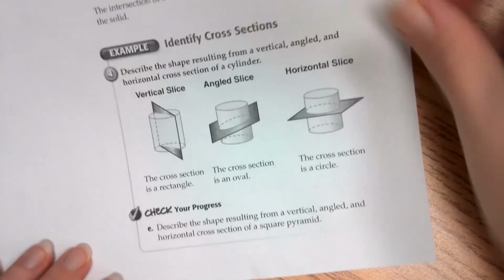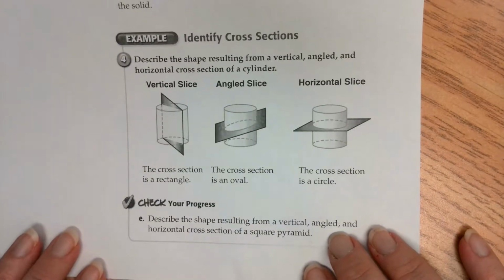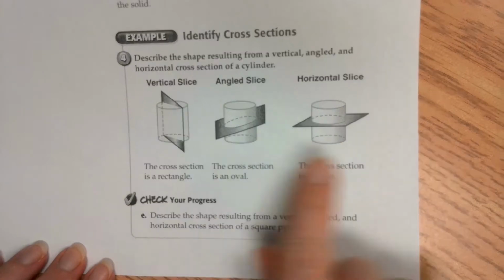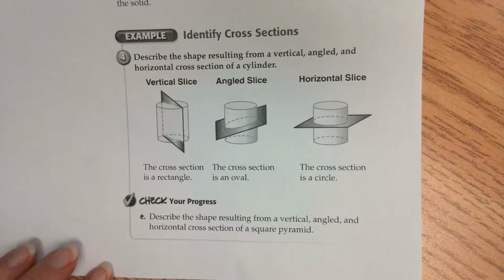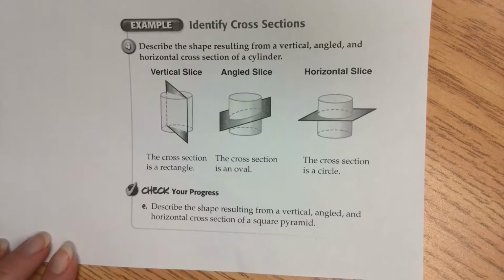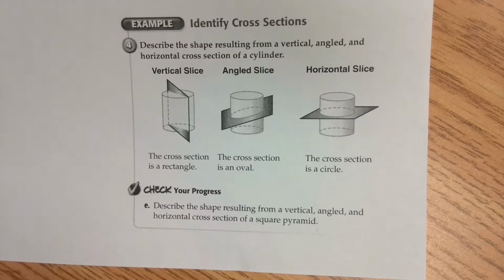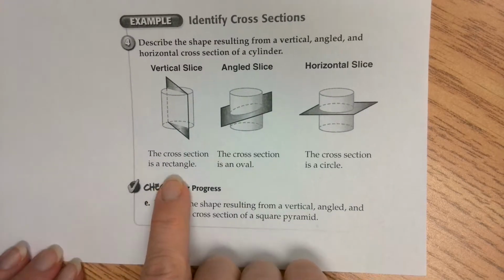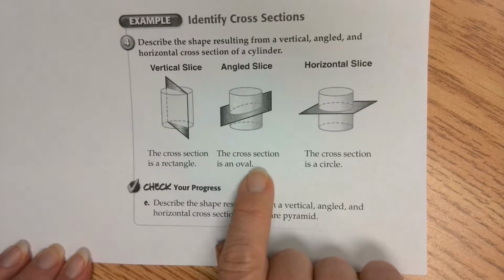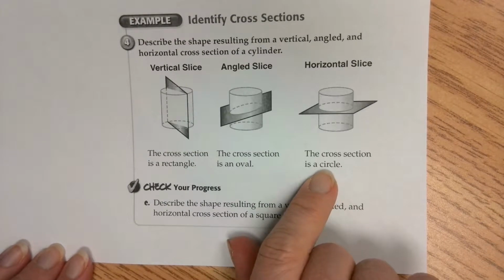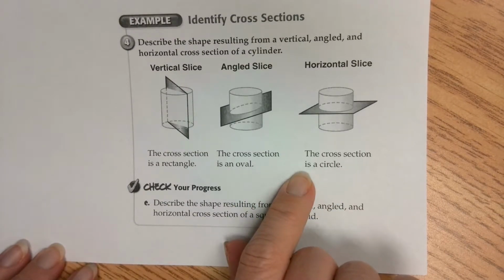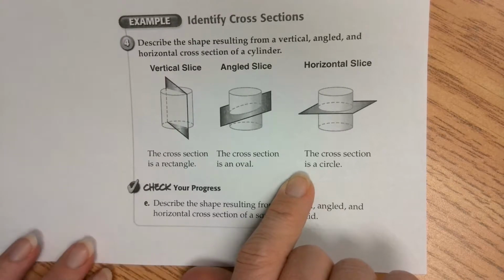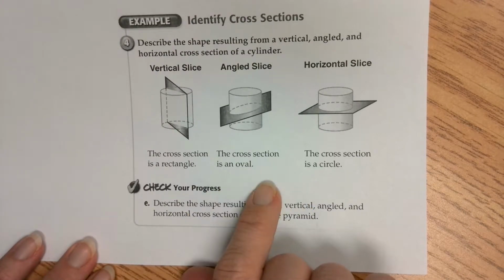So cross sections. Cross sections occur when you take a solid, and you slice it, and you look at one section of it. The questions that you'll see on the milestone will ask you to identify what kind of shape you would see from a solid. So I can take a cylinder and I can get a rectangle out of it, an oval, or a circle. Those are really my only three options in dealing with a cylinder.